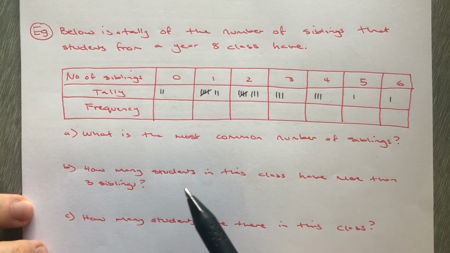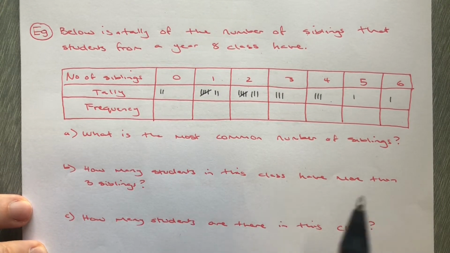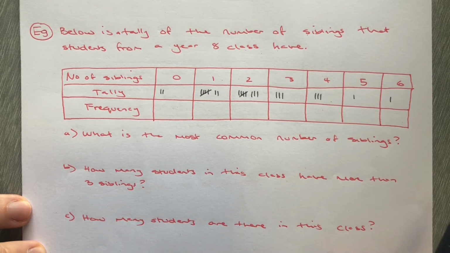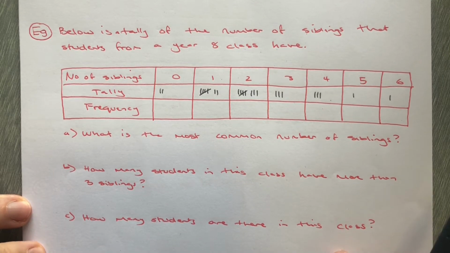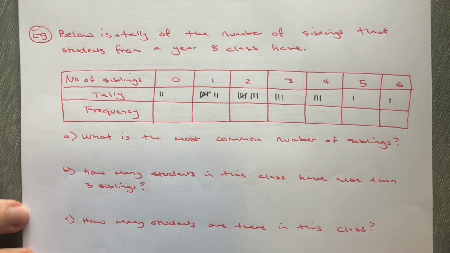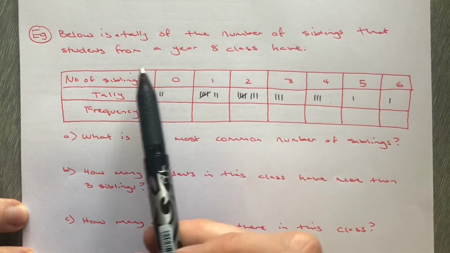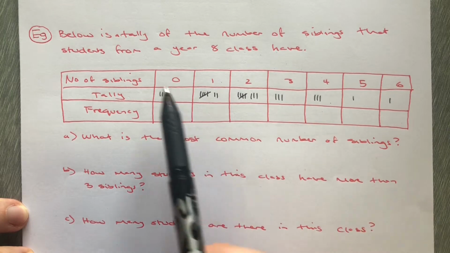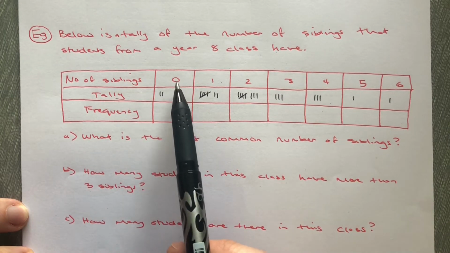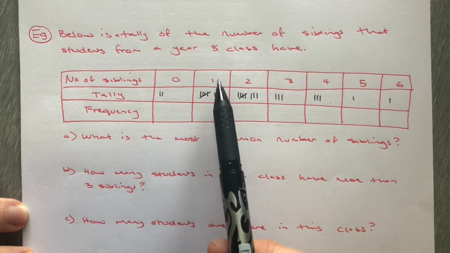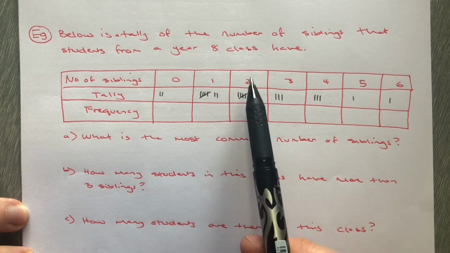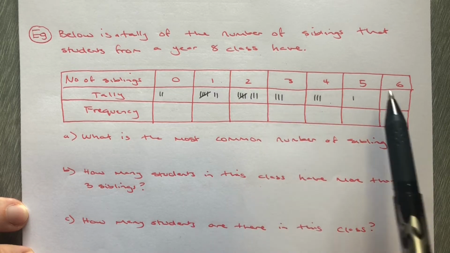All right, so let's have a look at this example. I'm going to ask you a few questions that are pretty much just revision from the other lessons, but then we're going to get into the new thing, which is drawing graphs of frequency tables. Below is a tally of the number of siblings that students from a Year 8 class have. This shows that a student would have 0 siblings, this would show that they have 1, that they have 2, that they have 3, etc.